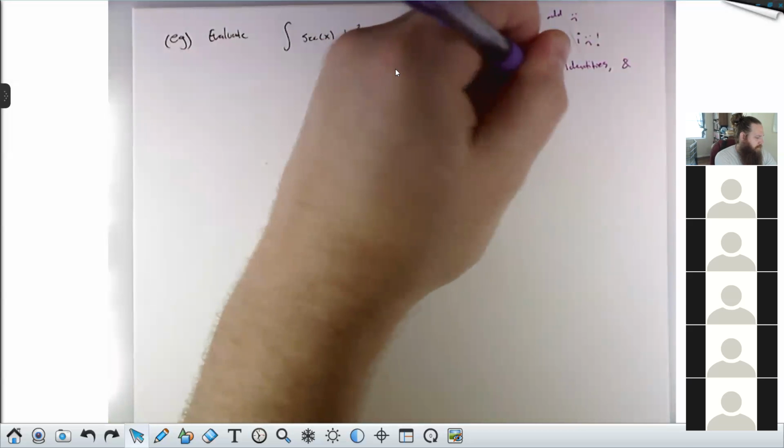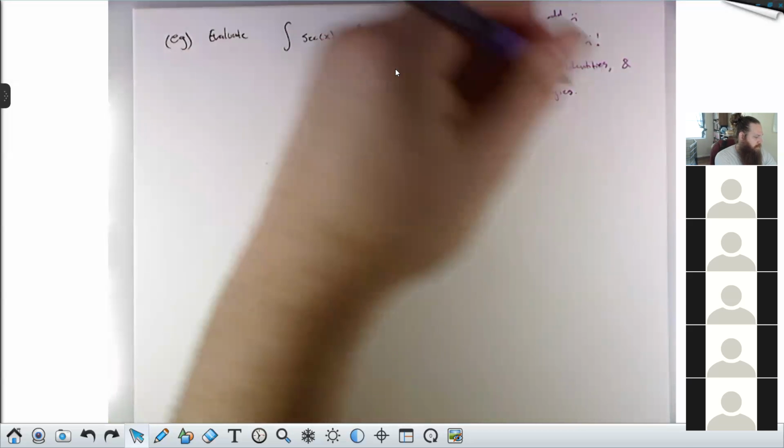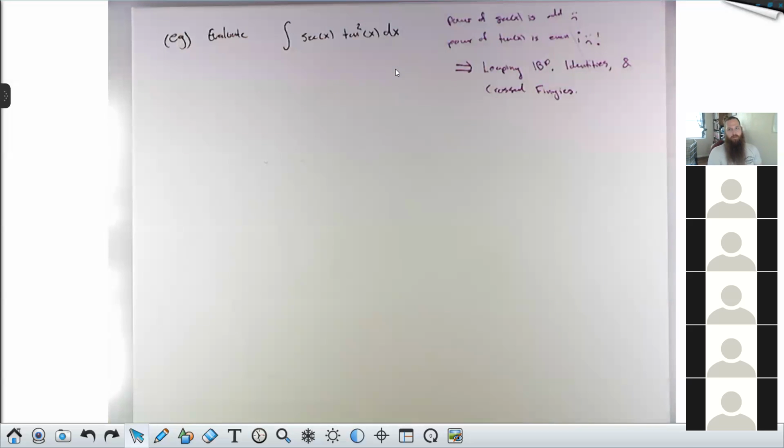I have a question. If the power of secant is even and the power of tangent is odd, what are you supposed to sub for? Yeah, there's overlap there, right? That's like the case where the sine and cosine powers are both odd. So if the power of secant is even and the power of tangent is odd, that means you could get away with either. And you should ask which one will give me the simpler integral.